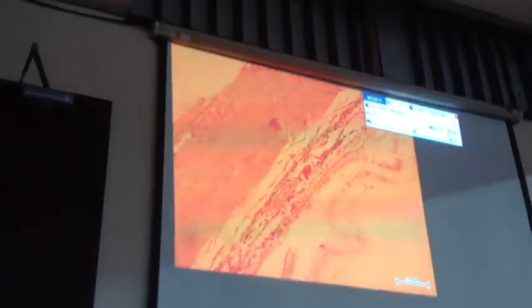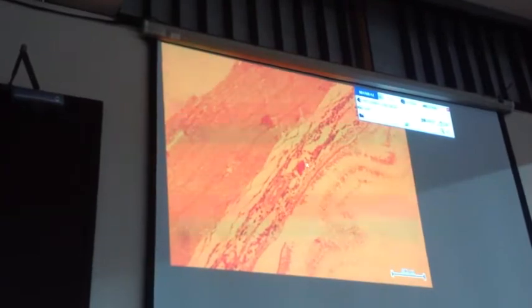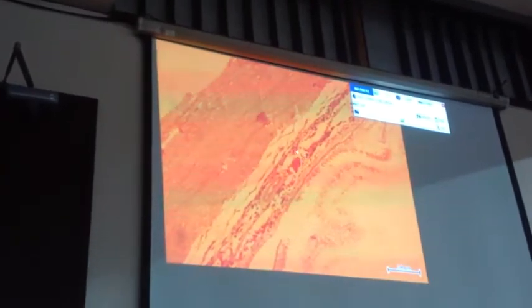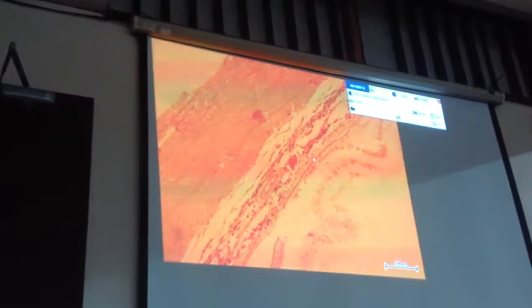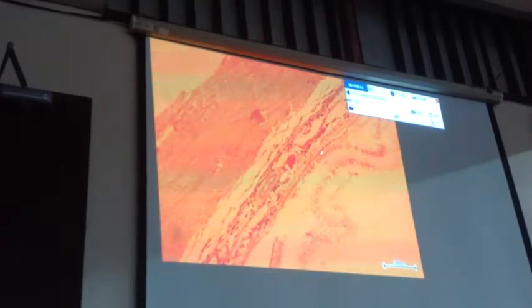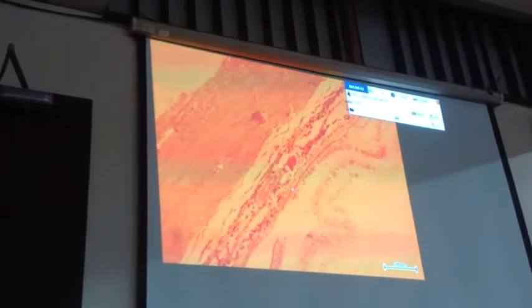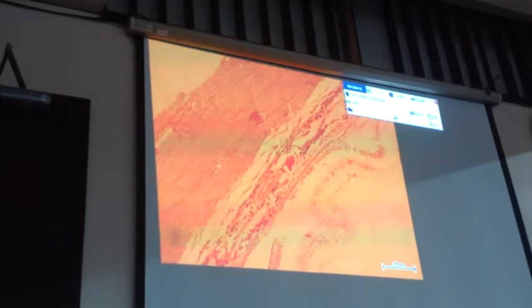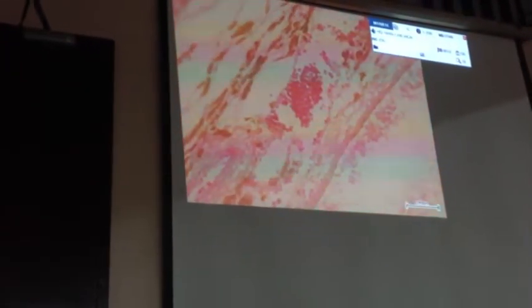Now, separating the choroid from the retina is that epithelium which also possesses melanin pigment. Thus, it is called the pigmented epithelium. Those epithelial cells possess melanin pigments also.